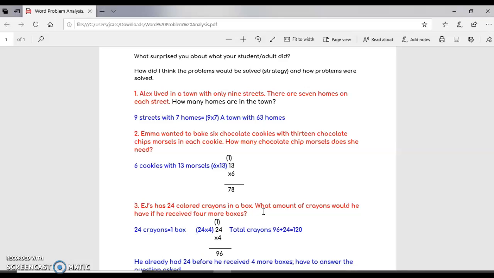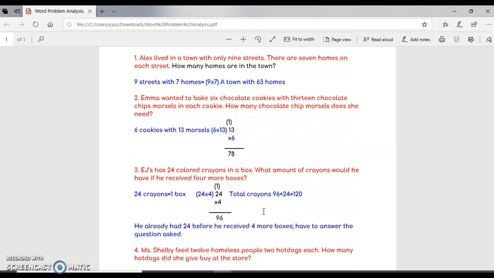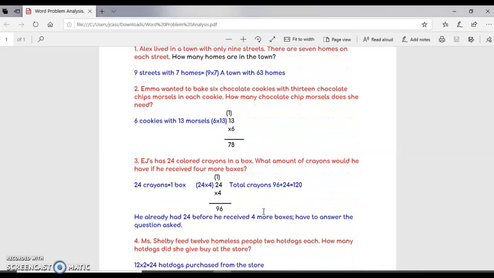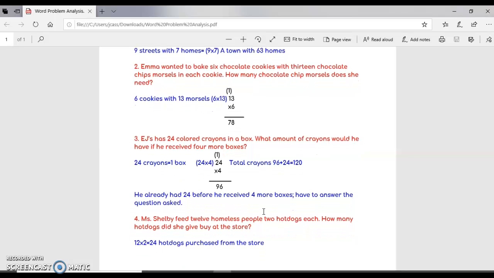So 13 times 6, I knew 3 times 6 was 18. I carried the 1. 1 times 6 is 6. And adding 1 is 7. So she needed 78 morsels to bake her 6 cookies, to have 6 cookies with 13 morsels in each. She would have a total of 78 morsels. And my question asked, how many chocolate chip morsels does she need? So she needed 78. I hope that wasn't confusing.